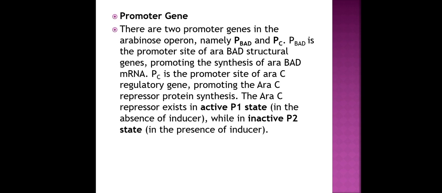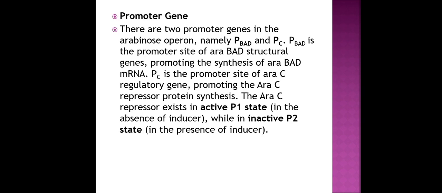Now the promoter genes. There are two promoter genes in the Arabinose operon, that is the PBAD and the PC. PBAD is the promoter site for the araBAD, that is the structural genes, and the PC is the promoter site for the araC regulatory gene, promoting the araC repressor protein synthesis.